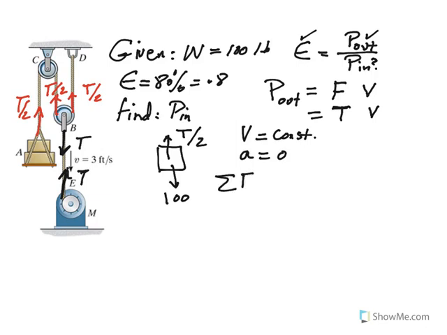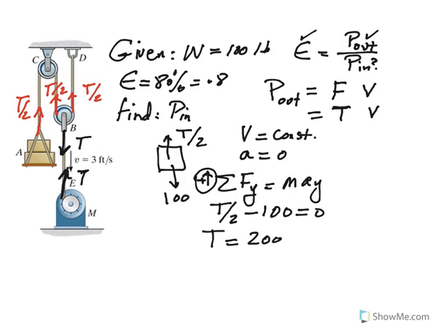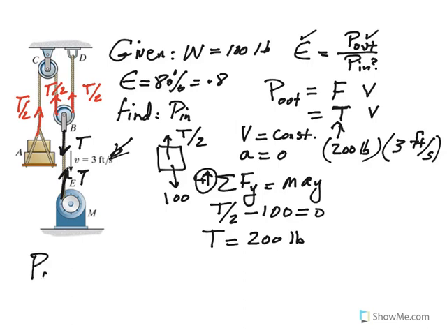So if you just use the second law, sum of the forces in y equals m a_y, picking this as your positive direction, we have T over 2 minus 100 equals 0. So T would be equal to 200 pounds. Having determined T of 200 pounds, if you multiply it by the speed here, which is 3 feet per second, that will determine the power output. So the power output now is 600 pound-foot per second.